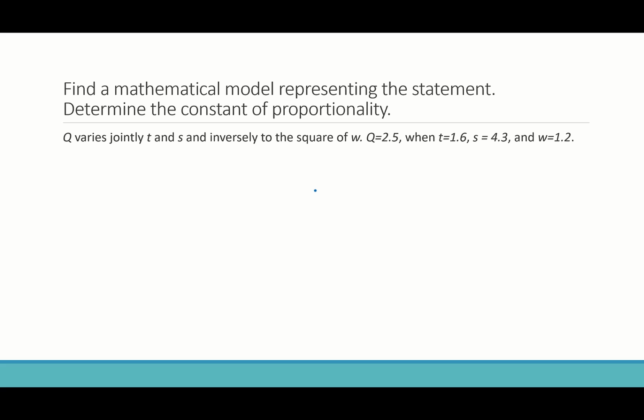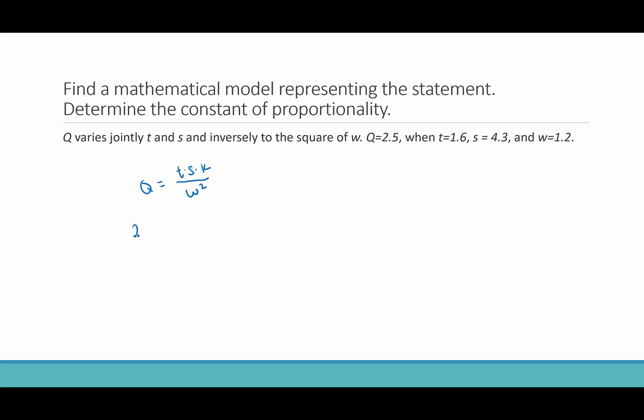Last up, we're told that q varies jointly with t and s and inversely to the square of w. So now we've got a lot going on here. We have 5 variables because we also have the variable k. So to start this out, just to set this up, we have q equals t times s times k and inversely to the square of w. So that's going to be our initial setup. Let's figure out what k is.